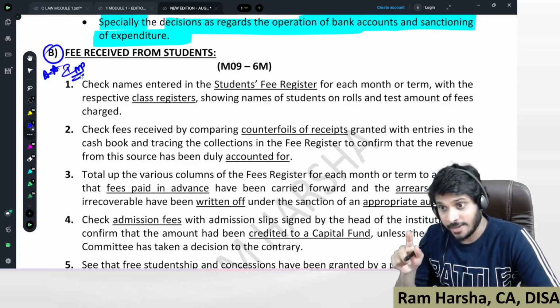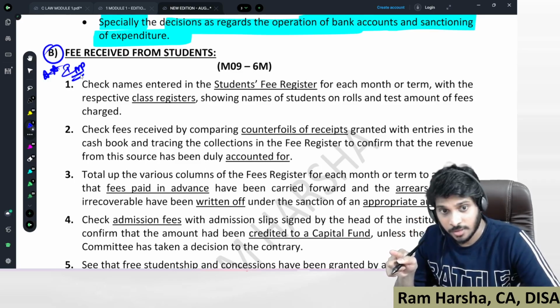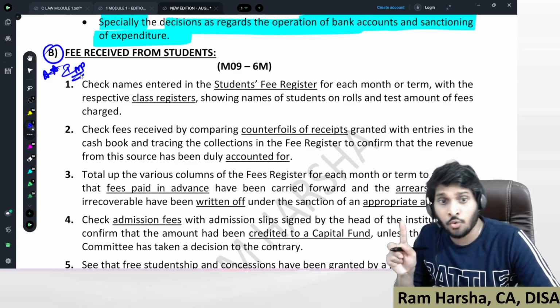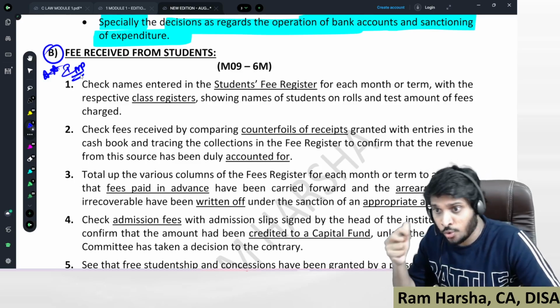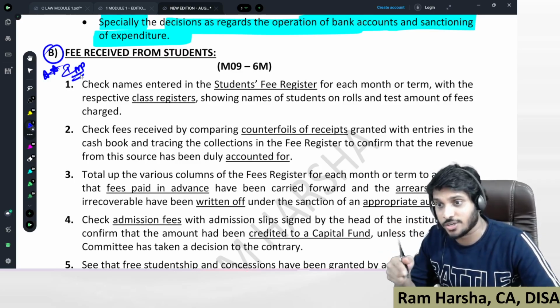Now I will also check whether a student is permitted to enter class without payment of fee. If there is such an incident, is it a free admission? Who gave the free admission? Who has the authority, the power, to give a free admission? All this way you need to think.